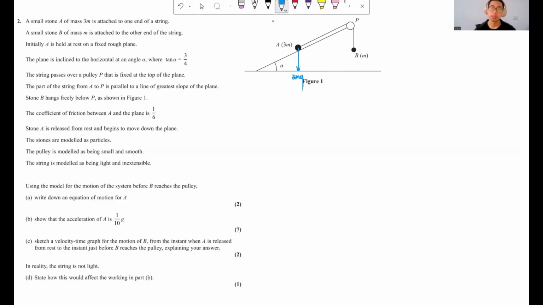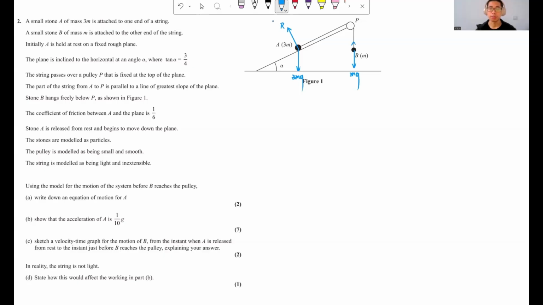Now, as long as they have contact, there would be a normal reaction, which is perpendicular to the plane. So that would be a normal reaction R. And the small stone B of mass m is attached to the other end of the string. So the mass is m, that means the weight is equal to mg.